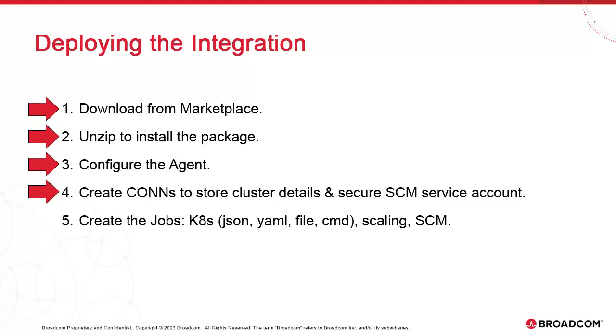The CON object references the cluster URL and stores the appropriate service account token for authentication. If we're running jobs from a secure SCM, then we create an SCM connection in which we store either an ID and password or a bearer token. If the SCM, say GitHub, is public, then the CON object field in the job will be left blank. Finally, we use the various job templates to create the processes. Several types of K8s job formats are available: JSON, YAML, and files. We can also execute commands in a specific pod or run up or downscaling jobs.